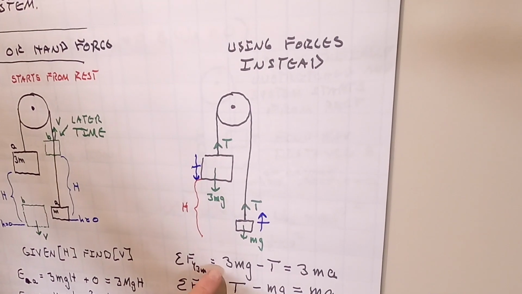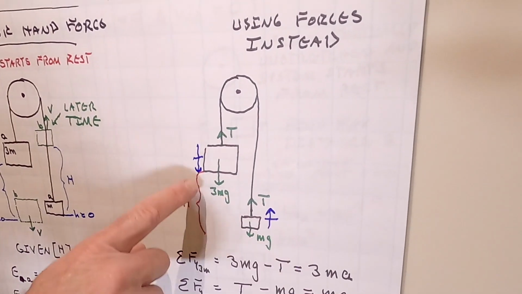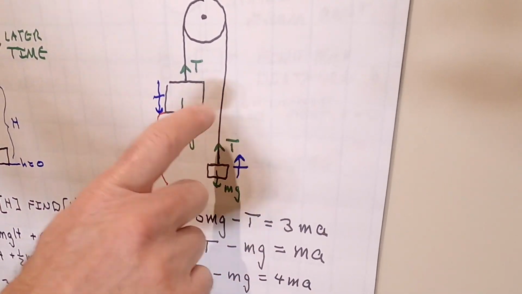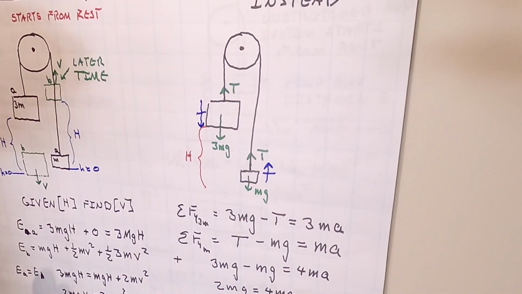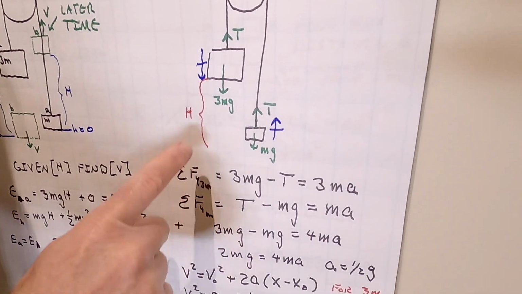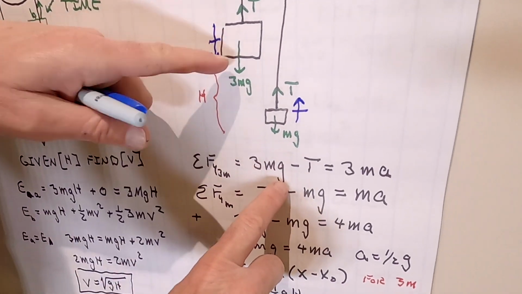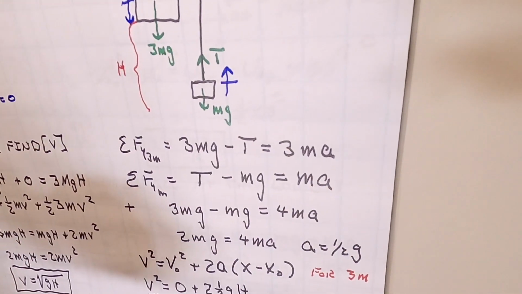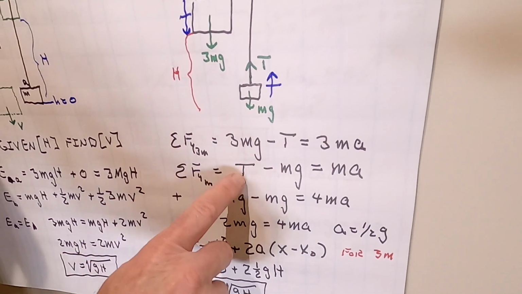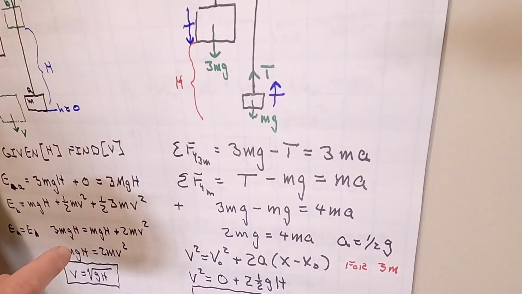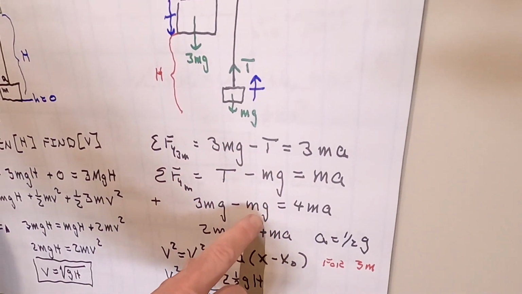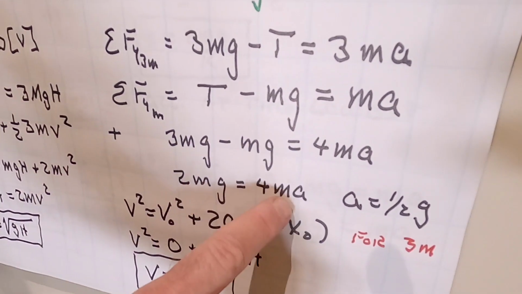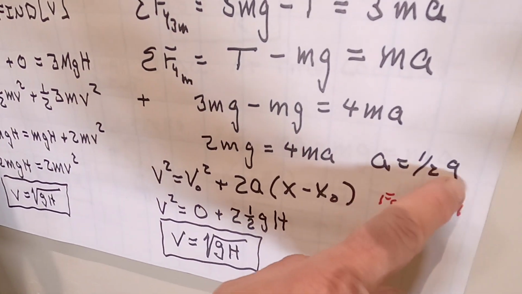I said, let's just come over here and look at the forces. Here I have 3mg and a T, and in this one over here, I have a T and an mg, and I'm going to call this way positive and that way positive because I'm looking at forces right here. And so we said 3mg minus T equals 3ma for this one. This one, we had T minus mg equals ma. And now if I just add these two equations together, the T's drop out. And we just get 3mg minus mg equals 4ma. And then put the mg's together, cancel out the m's, and you get a equals 1/2 g.